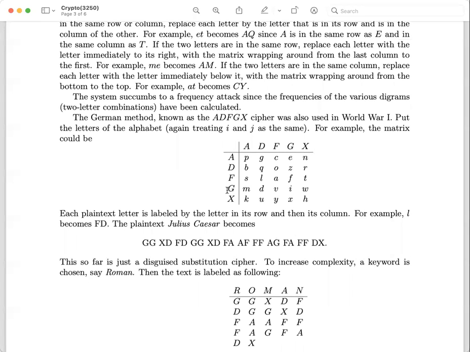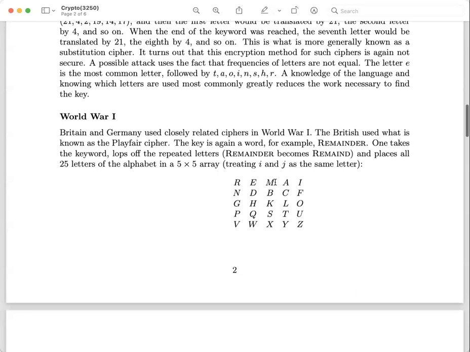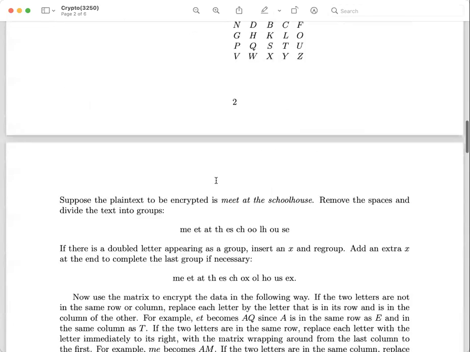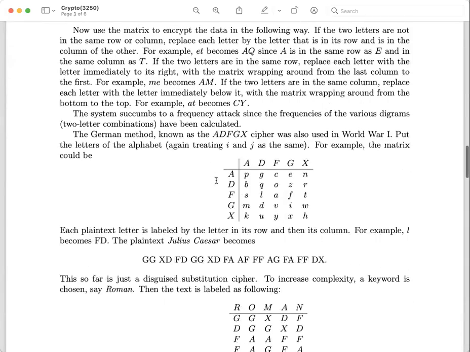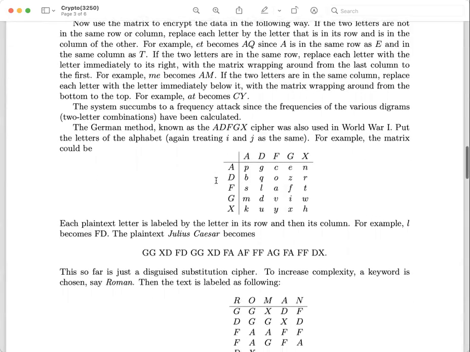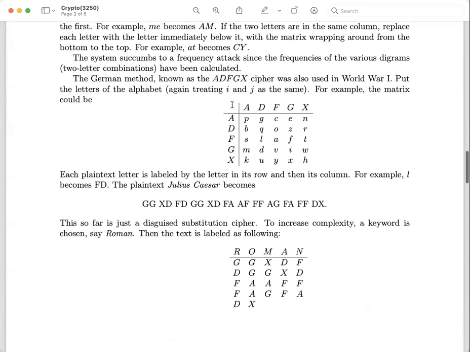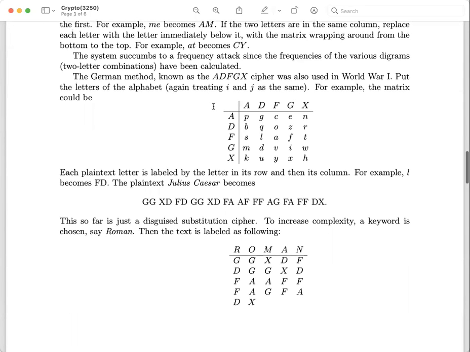And so the idea here is that you're going to take the 26 letters in the alphabet and treat I and J the same. I should have mentioned that you did that before too. So if there was a J in our word, we would have deleted it because we already had an I. For the Germans, they just had a 5x5 array of letters. They can be whatever. You pick a keyword. In this case, we picked Roman.